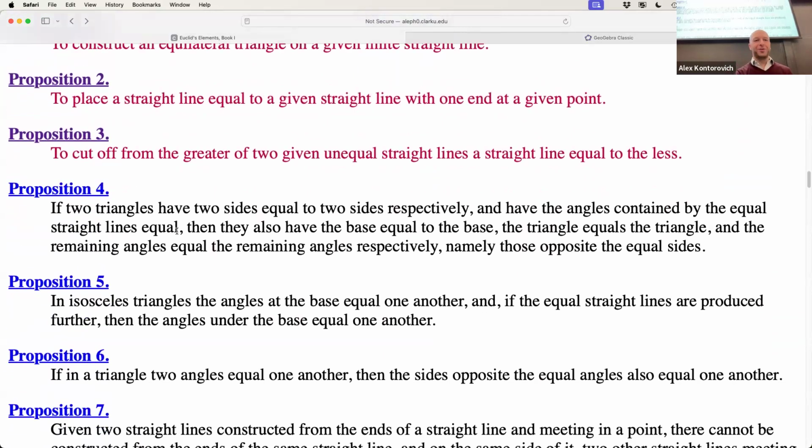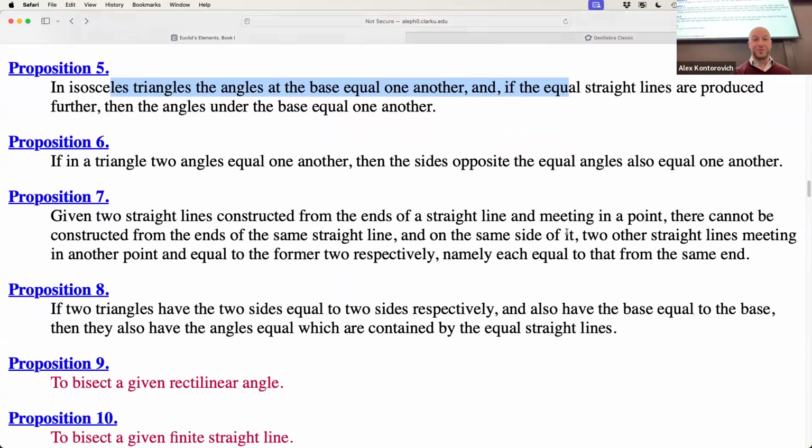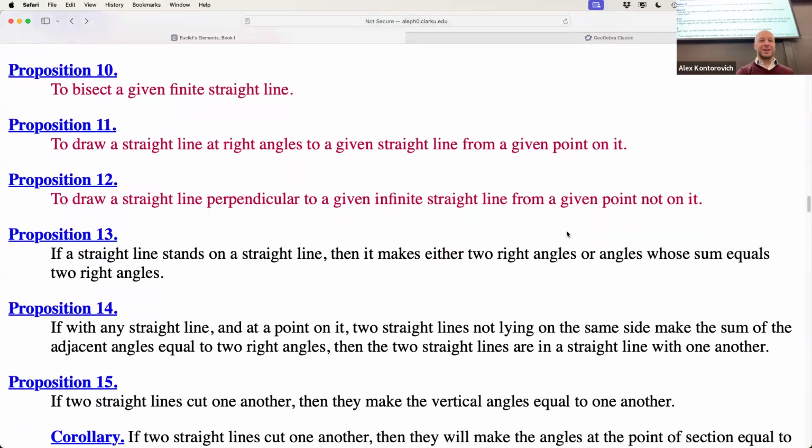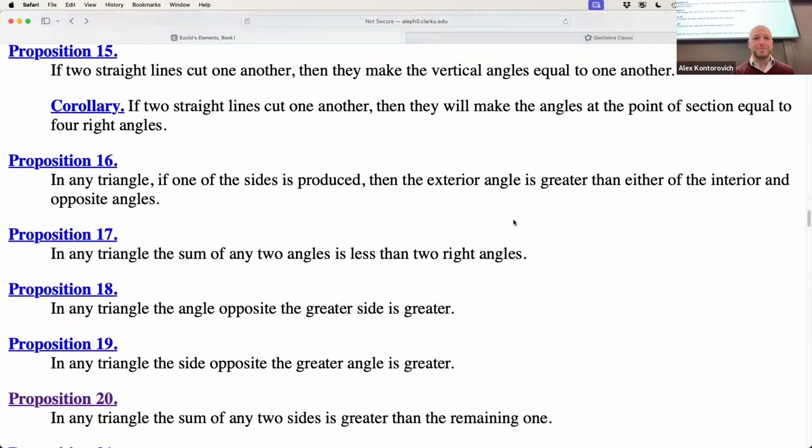There's I1, I2. You can make isosceles triangles. In an isosceles triangle, the base angles are equal. This is a very interesting proposition. I encourage you to read it. Dunham has a nice description of what goes wrong there. I11 is to draw a straight line at right angles to a given straight line. That's to drop a perpendicular. I14 is, if a straight line meets two lines making adjacent angles equal to 2 right angles, then the 2 lines are in a straight line. Never mind. I'll come back to the ones that I need.